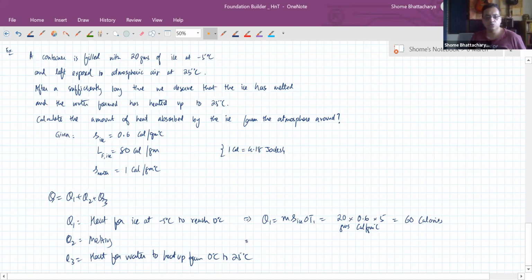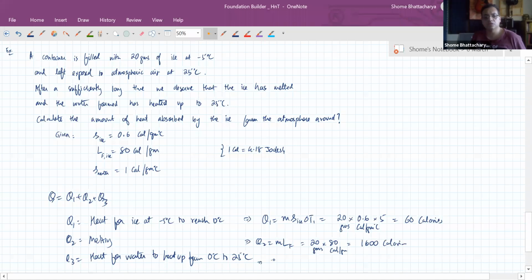Then Q2 will be M into latent heat of fusion for ice. So that will be 20 grams multiplied with 80 calories per gram. So that's 1600 calories.